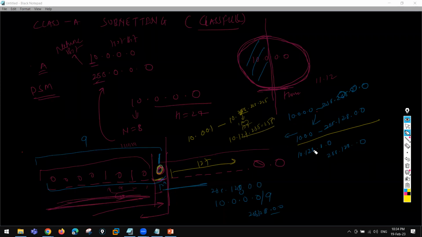And in this particular network, the second subnet in this half, the first IP would be 10.127, not 127, 128. We made it one, right? Okay.